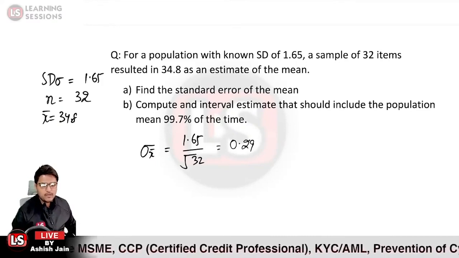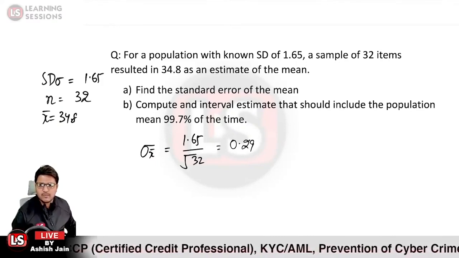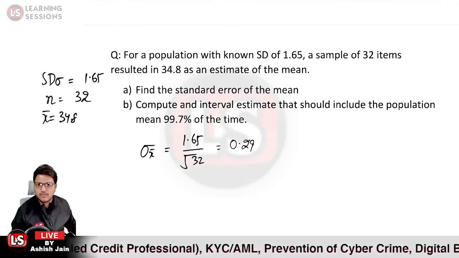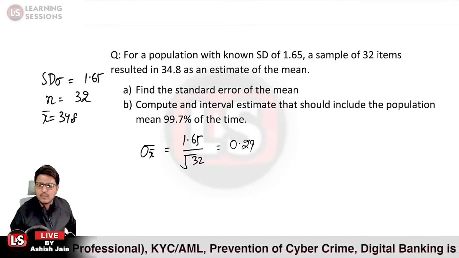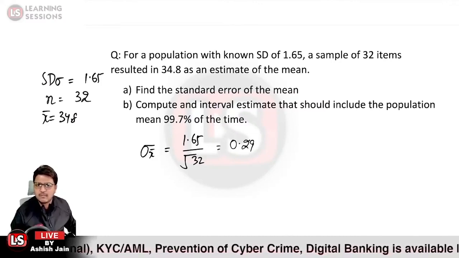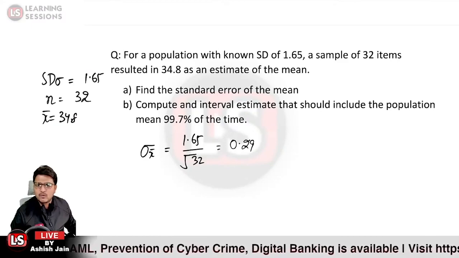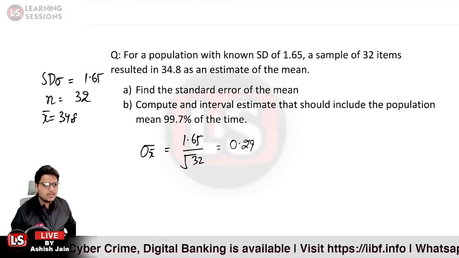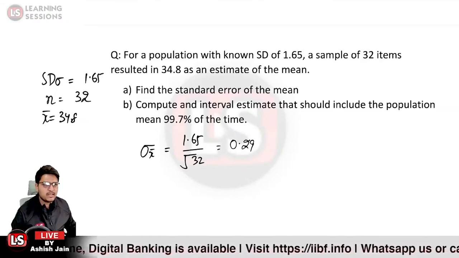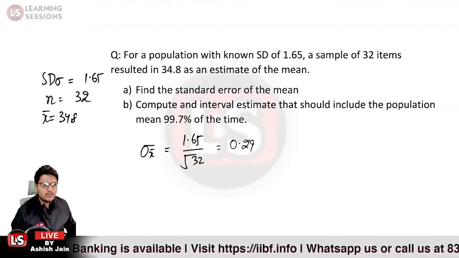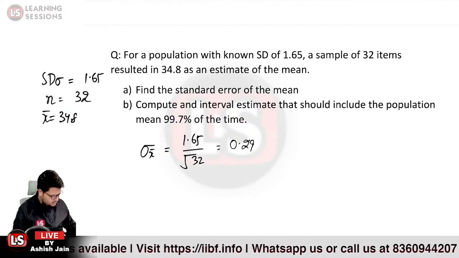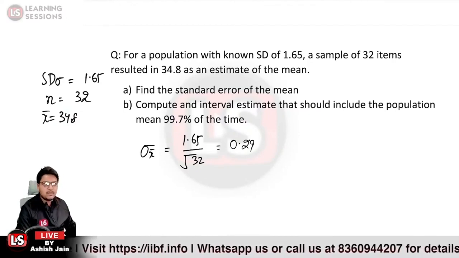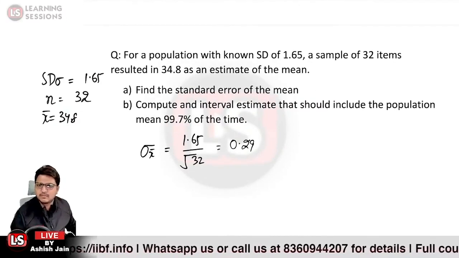Do we know the z value related to 99%? That is not provided to us. In that case, how will we calculate it? That's quite possible. Let me tell you. We'll be using the z table again over here. Let me show you how we can do that. Kindly please wait for a minute.